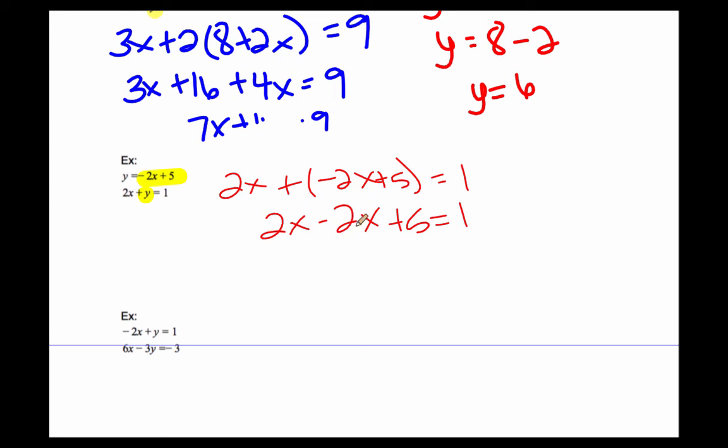When I combine these like terms, 2x minus 2x, I get 0x. 0x is not x. It's nothing. If you want to write 0x, that's fine, but you need to understand that 0x is literally nothing. So this is the same as 5 equals 1. Does 5 equal 1? No, it does not. So what does that mean? That means there is no solution. So when you are solving by substitution, if the variable disappears, you get 0x somewhere on one side or the other, and you end up with an equation that is not true, 5 does not equal 1, then there's no solution.